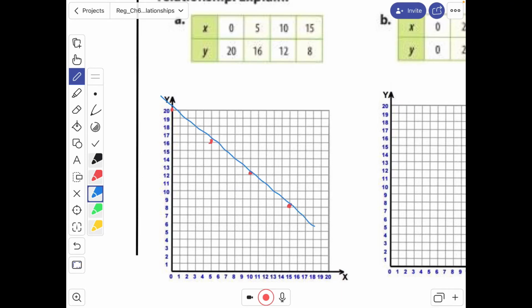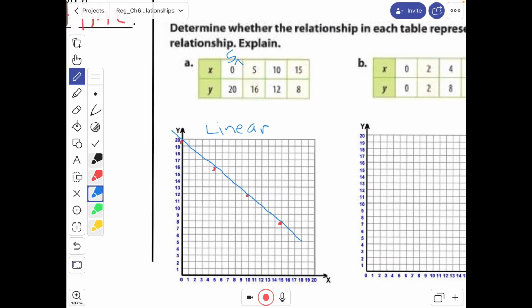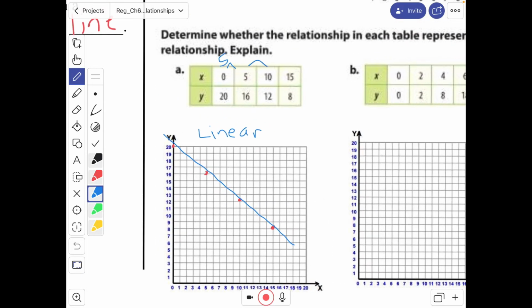So that is linear. Again, you can check to see if it increased the same amount each time. So each time, the x's were increasing by 5 and the y's are decreasing by 4.